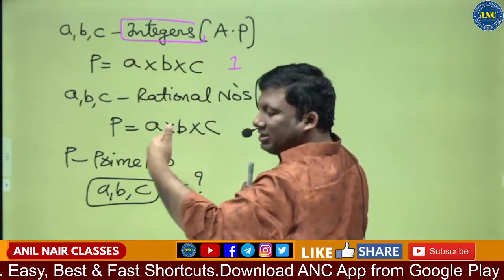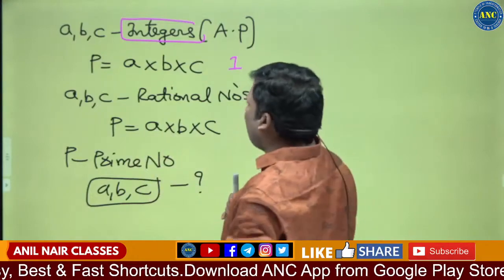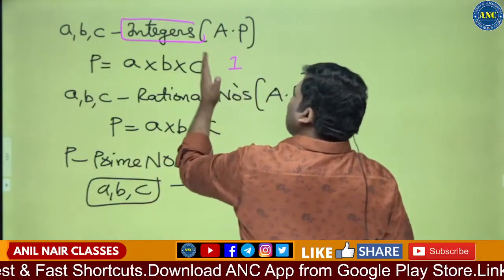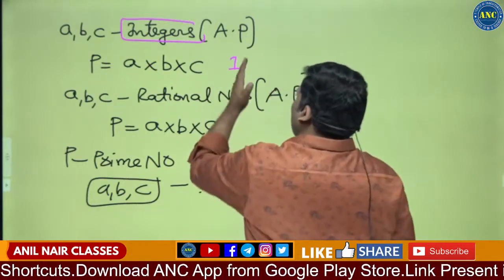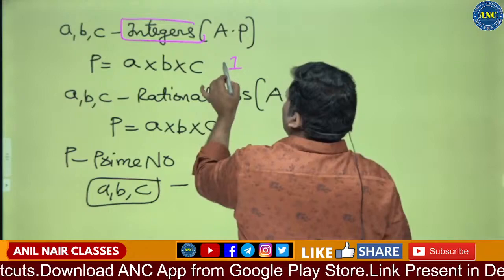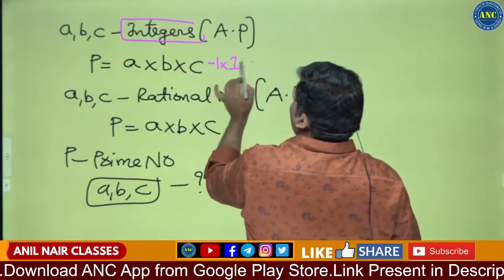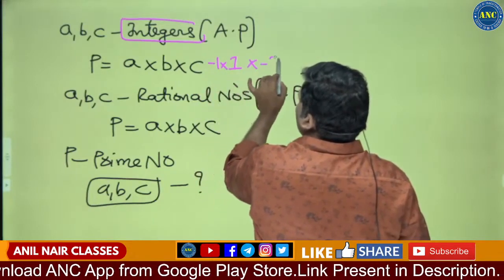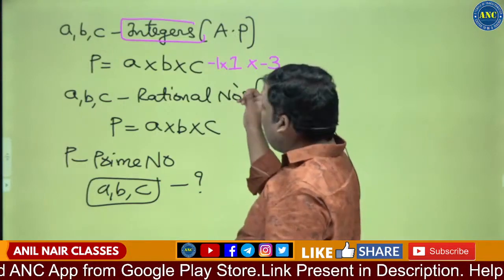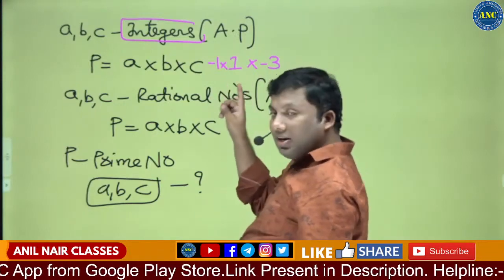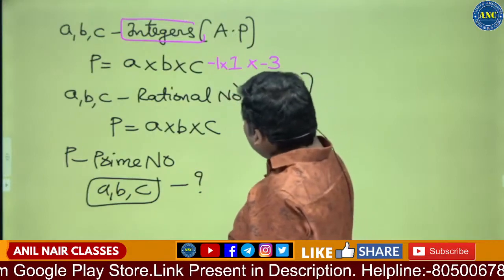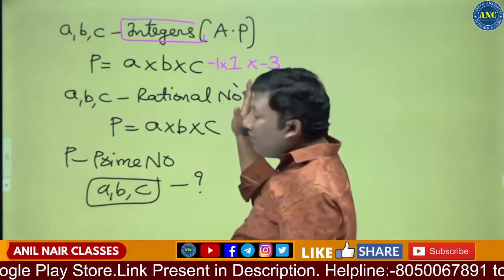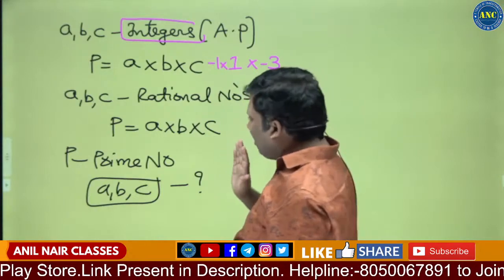integers. For integers, the minimum common difference is 1. So even if I take 1 less than 1, it is 0. 0 into 1 into 2 is not possible. If I take 2 less, it is minus 1. And 2 further less, minus 3. Minus 3, minus 1, 1: deviation 2. Minus 1, 1: deviation 2. These 3 are in arithmetic progression.